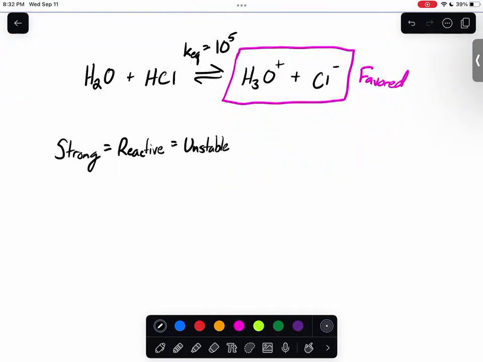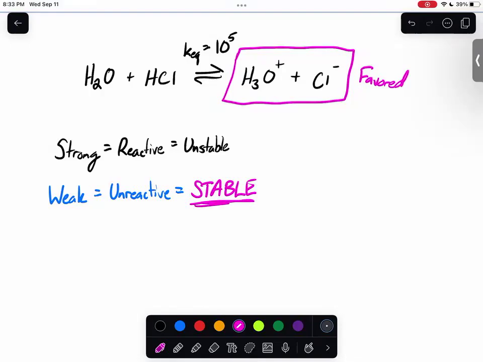So anytime that I say something is a strong acid, I'm telling you that it is an unstable acid. If I say something is a strong base, it is an unstable base, or a reactive base. Now, what that means is that on the opposite side of things, we have weak, right? A weak base or a weak acid is unreactive. But it is also the most important word in all of organic chemistry. It is stable.